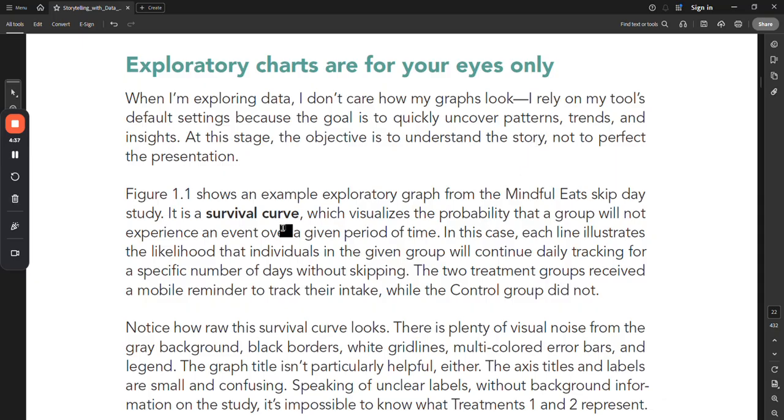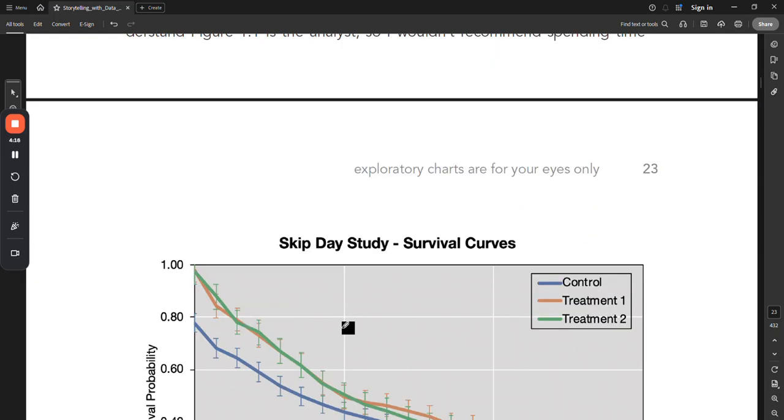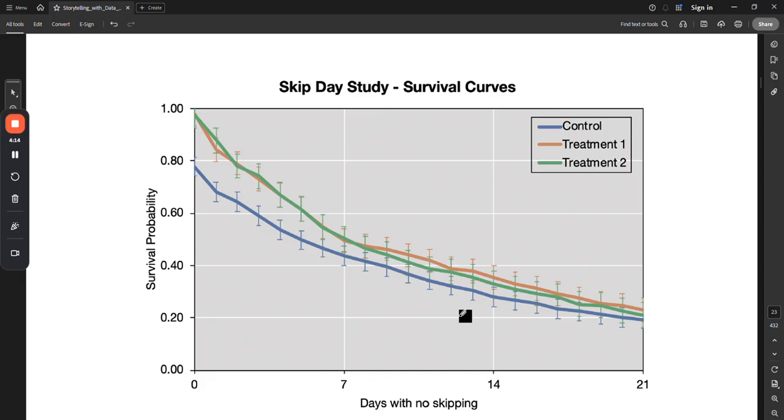First, the book is trying to emphasize that during the exploratory phase, when you're exploring data, you don't necessarily have to care how the graphs look. In this case, your task is to find the insights, and whichever way you're going to find those insights, it doesn't really matter. So that's the exploratory phase.